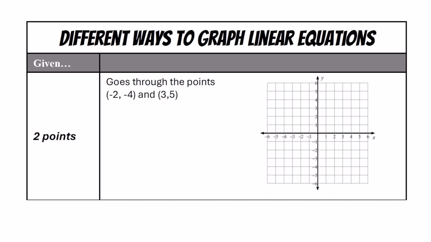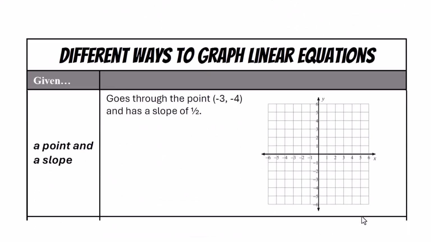The easiest way to graph a line is if you're given 2 points. So here we have (-2, -4) and (3, 5), way up here. And then you draw the line that goes through them. Simple, right? That's the very basic introductory graphing.